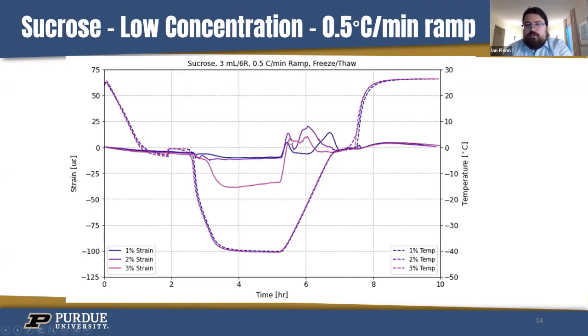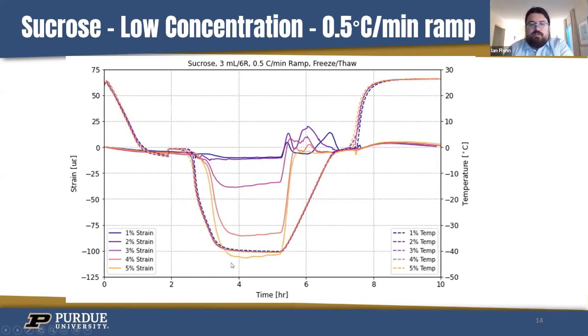We have a peak around our glass transition temperature for this formulation. Then an uneven peak follows with a peak around -22 degrees Celsius. And 4% sucrose will follow the same trend. We'll also increase in our strain during freezing.